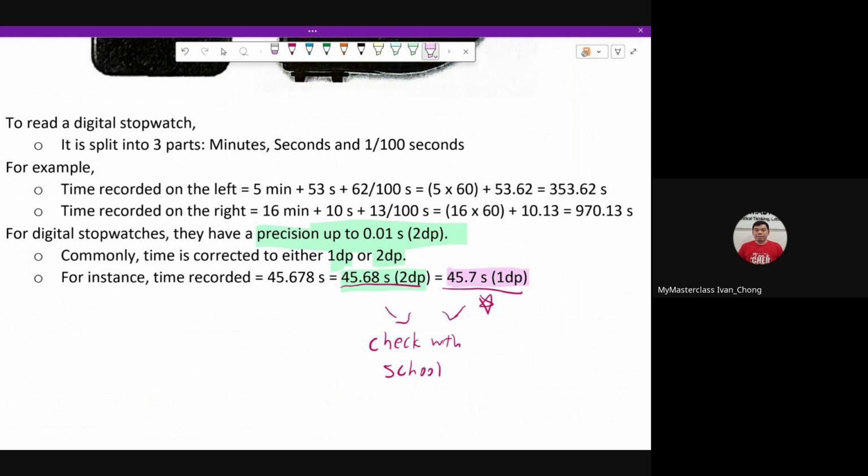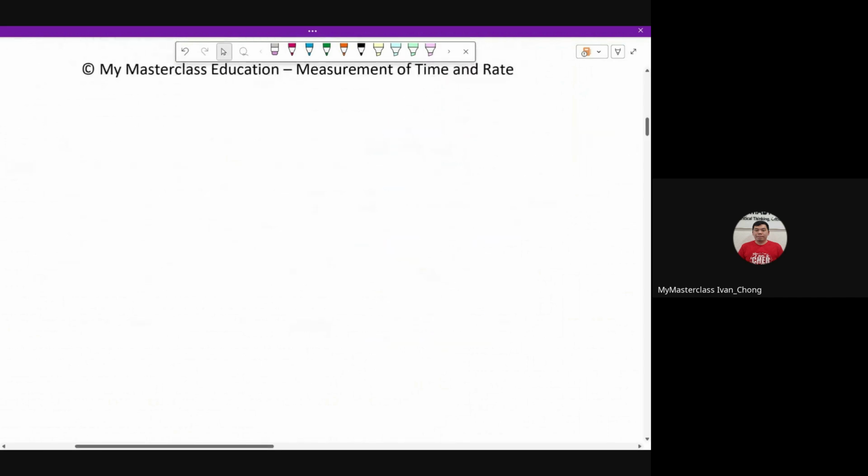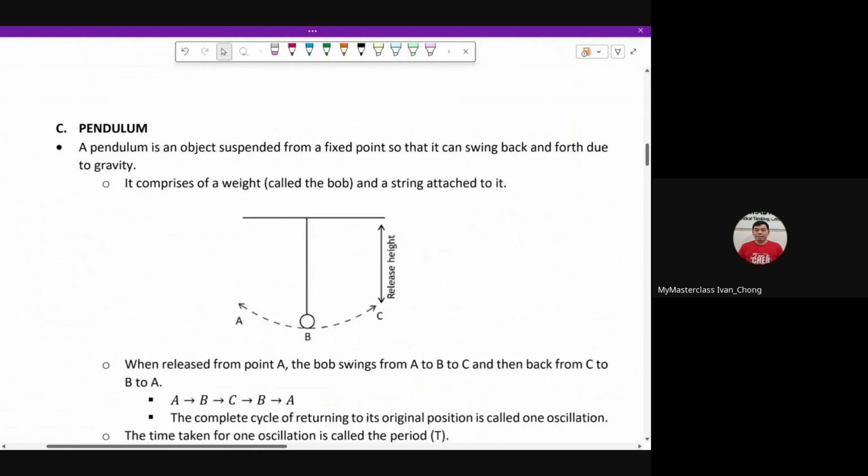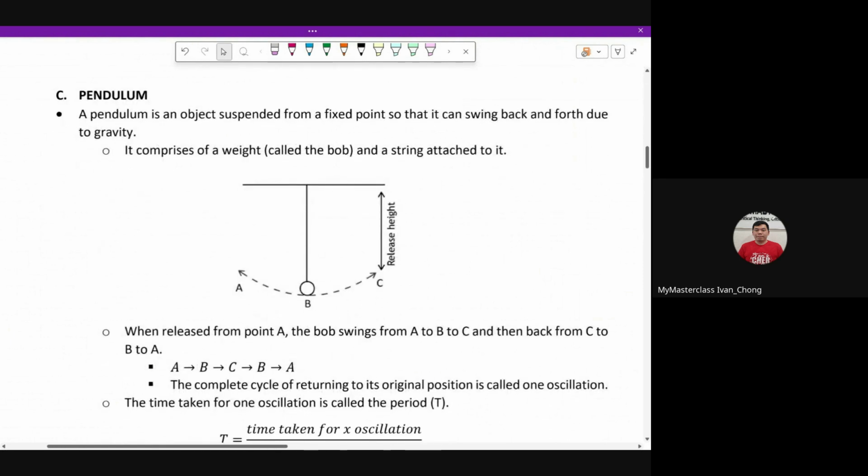Okay, so let's move on to the next page. Let's talk about your pendulum. Now, previously in the previous video, I actually mentioned your pendulum and how we measure the number of oscillations or the number of cycles, right? So first things first, let's go into the detail of what exactly is a pendulum in the first place. So a pendulum is just any object that's suspended from a fixed point. This is your fixed point. Okay, so we have a weight, which is called your bob. So this thing, oops, hang on, this is what we call your bob.